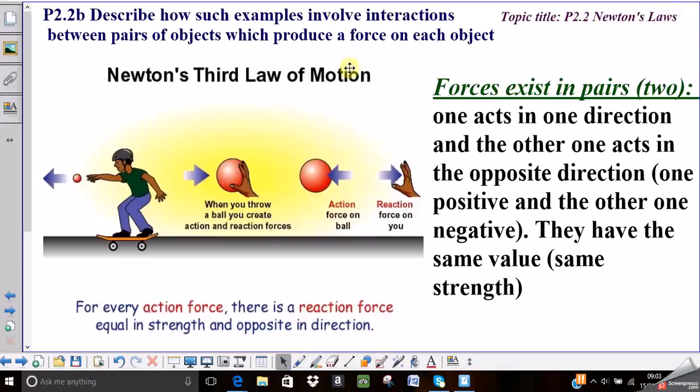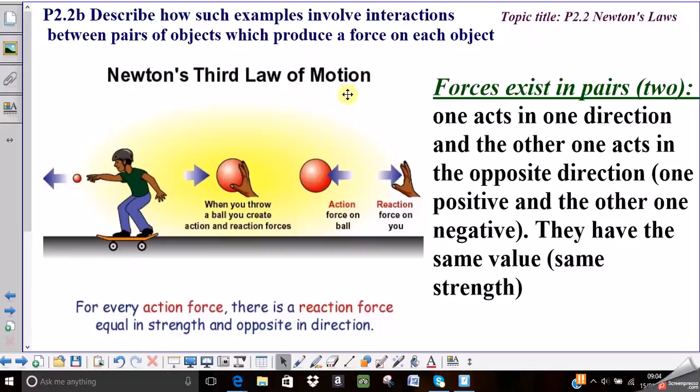Physics, Newton's laws B, P22B, describe how such examples, the one we discussed earlier, involve interactions between pairs of objects which produce a force on each object. So we're looking at interactions, that means pushes or pulls between pairs of objects. This is the situation when we introduce Newton's third law of motion. We'll discuss it a little bit later also.